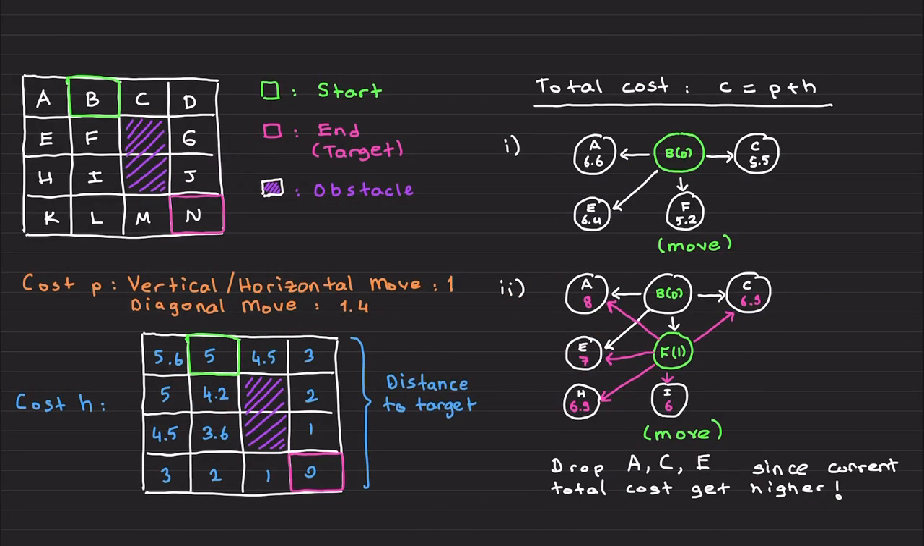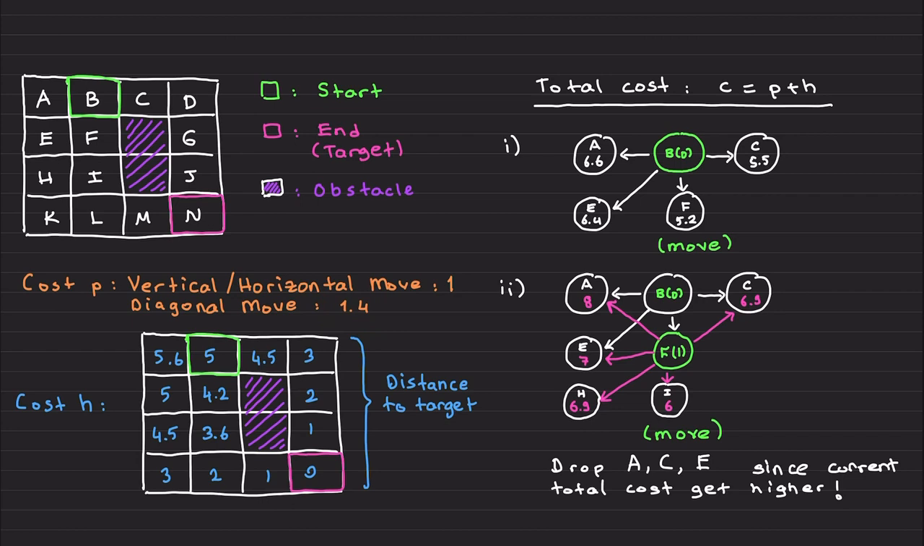All right. So currently, this is my map, 4x4. My starting position is at B. My target is located at N. And we have an obstacle in the environment. A vertical or horizontal move costs 1. A diagonal move costs 1.4. Why? Because the distance from here to here is 1, so this will be the square root of 2. I just rounded it to 1.4 for the sake of this video.